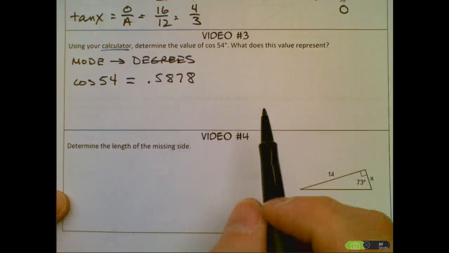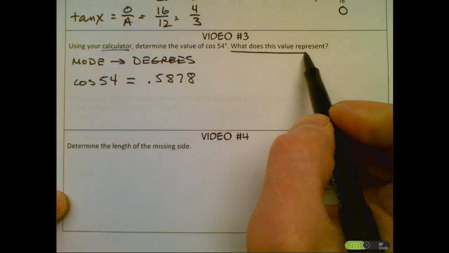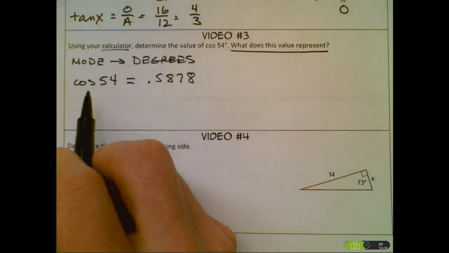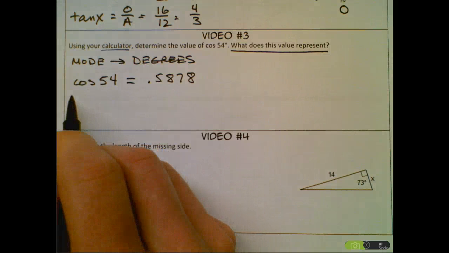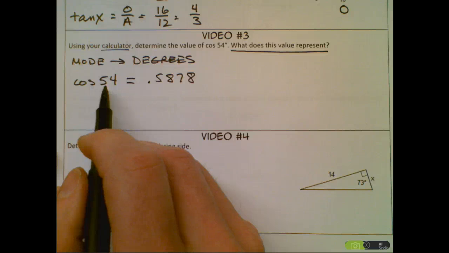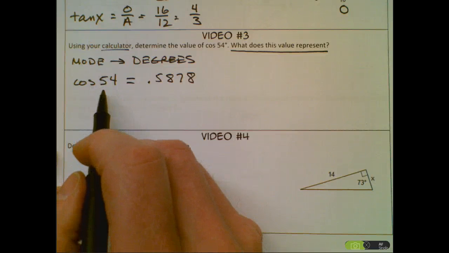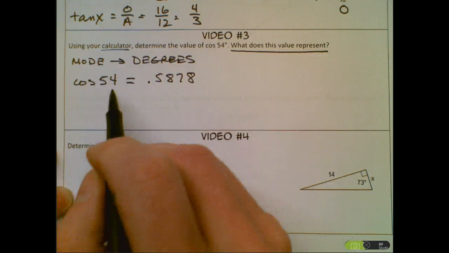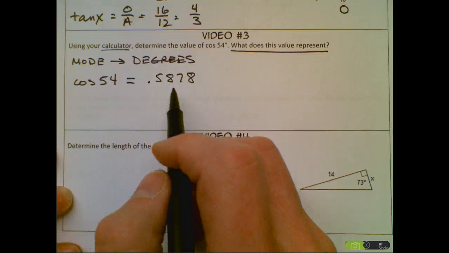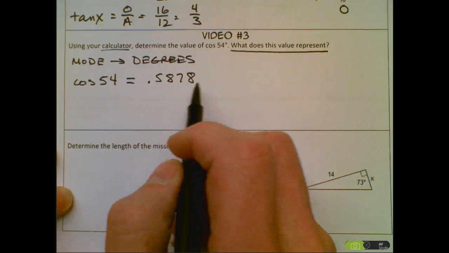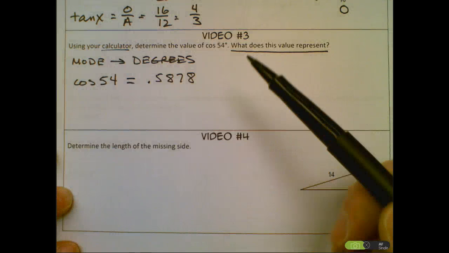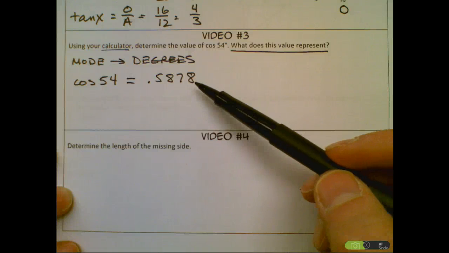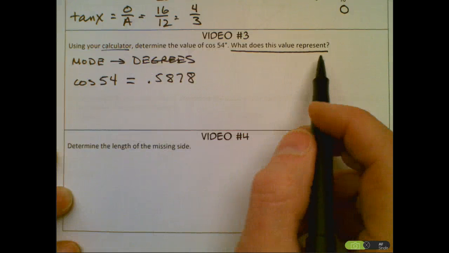And really, let's think about what this value represents. If you think back to what we've been doing so far in section 12.1, the cosine is simply a ratio of two sides of a triangle. The cosine was the ratio of the adjacent side to the hypotenuse. So we have some triangle here with an angle of 54 degrees, and when we make the ratio of the adjacent side to the hypotenuse, we end up getting 0.5878. Now, up until this point, we've only been working with the ratios as fractions, but they can easily be decimals as well. So what does this value represent?